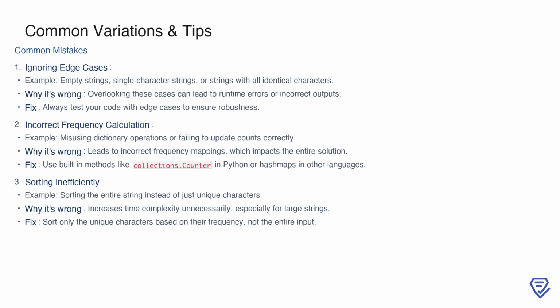Another common mistake involves calculating frequencies incorrectly. This can happen if you misuse dictionary operations or fail to update counts accurately, which results in flawed frequency mappings and ultimately leads to an incorrect solution. To avoid this, leverage built-in tools like Python's collections.Counter or equivalent hash maps in other programming languages. Additionally, sorting inefficiently is another pitfall. Sorting the entire string instead of just the unique characters is unnecessary and increases the time complexity of your solution. Instead, focus on sorting only the unique characters based on their frequencies for a more efficient approach.